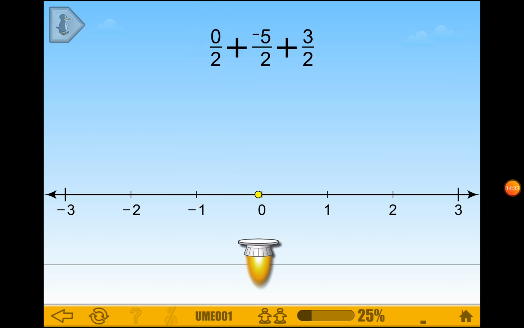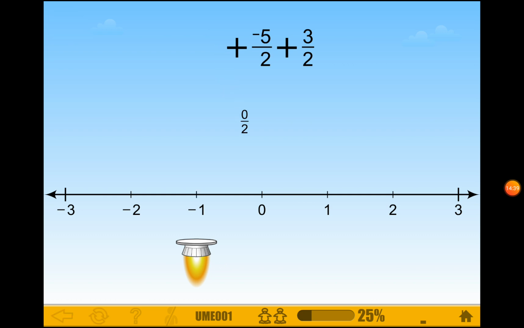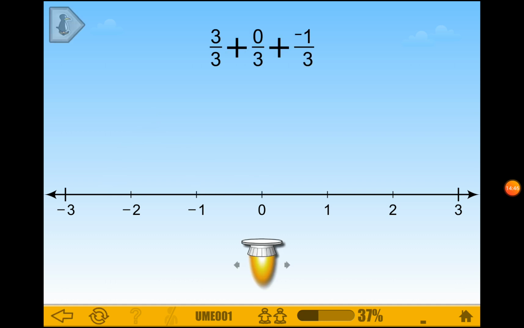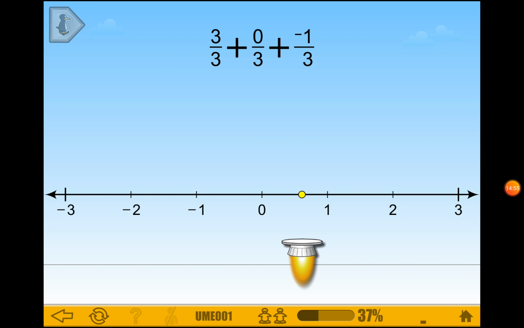So 0 over 2 is 0, so then we have negative 5 plus 3 is negative 2, and then negative 2 divided by 2 is negative 1, so it's right there. Yep. Then we got, okay, another 0, so then we have 1 minus 1/3, which would just be negative 2/3. No, wait. 1 minus 1/3, so that would just be 2/3, yeah.